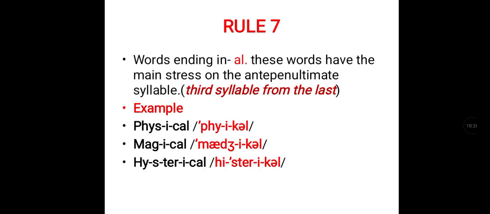Third syllable from the last. Rule number 7. Words ending in AL. These words have the main stress on the antepenultimate syllable. That is the third syllable from the last, just like the previous one we looked at. Examples include physical, magical, hysterical. So you can see where the stress falls there.